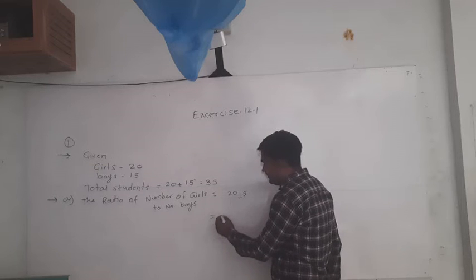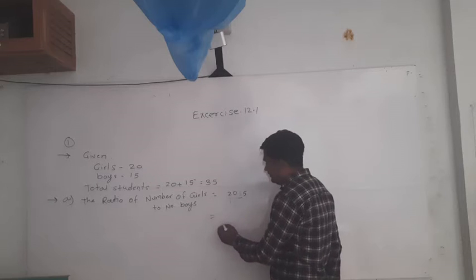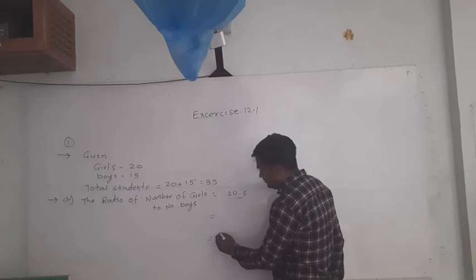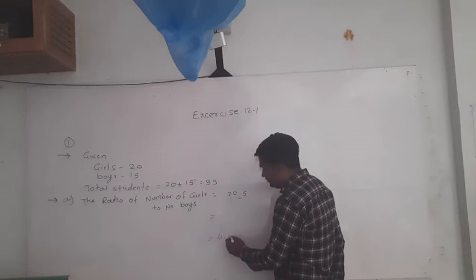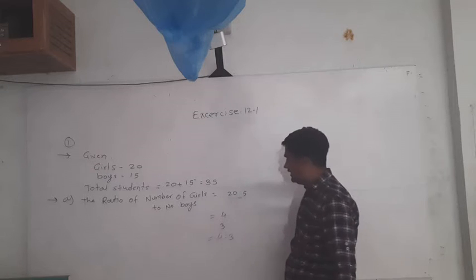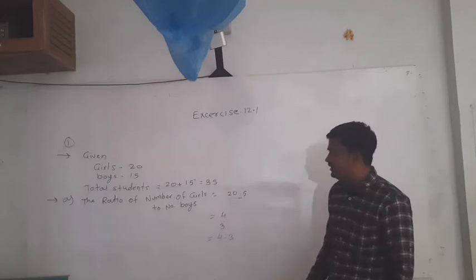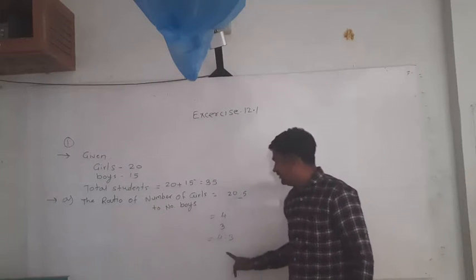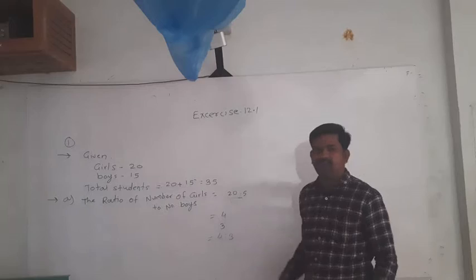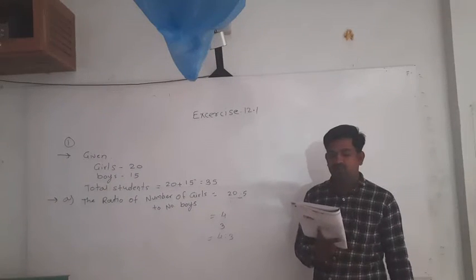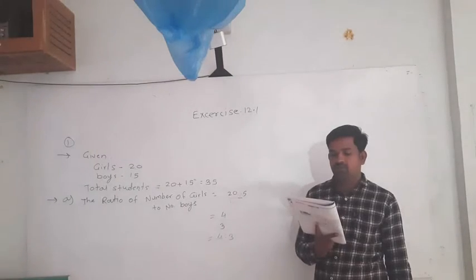5 4s are 20. 5 3s are 15. What is the answer? 4 is to 3. What is the ratio of the number of girls to the number of boys? Which ratio came there? 4 is to 3. And the second question is here, what is the ratio of the number of girls to the number of students?